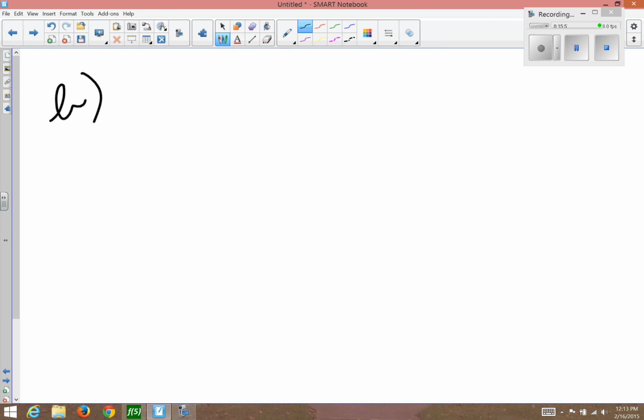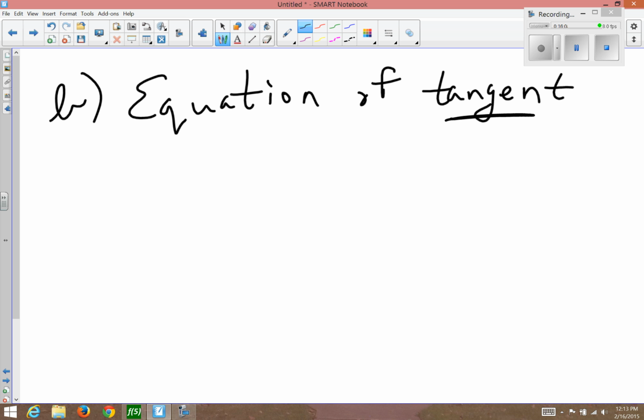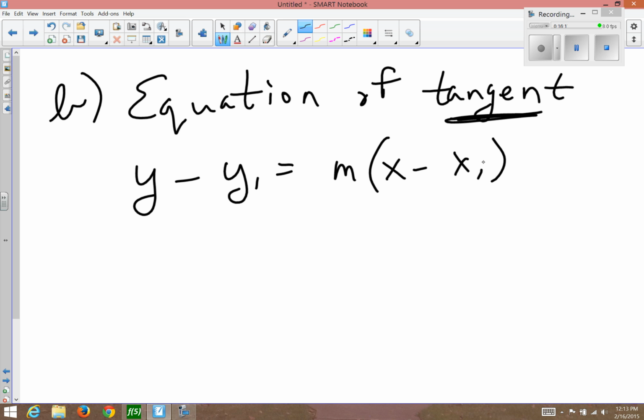Part B says find the equation of the tangent. A tangent is a line. The equation of a line is always y minus y1 equals m parentheses x minus x1. The x1 was given because it said at x equals 0. M means the slope. That's what we just figured out. And the y1 is the y when x is 0, and x is the number that was given.